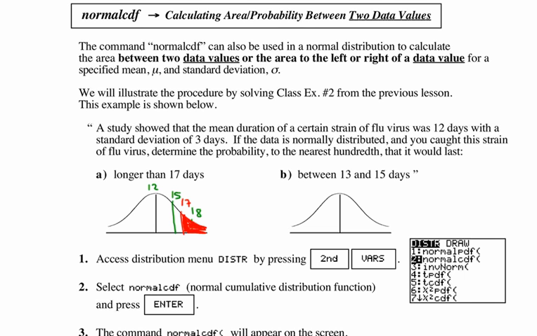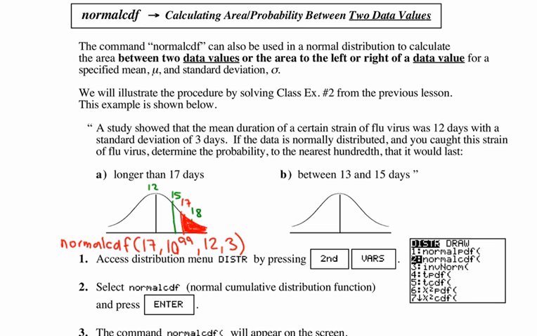So before we had to convert it to a z-score. With Normal CDF, we don't have to. I'd write Normal CDF. This is how I'd actually show my work. So we want from 17 all the way to positive infinity. So the lower bound is 17, the upper bound is 10 to the power of 99, comma. Now we have to put our mean and our standard deviation in. So our mean is 12, comma, my standard deviation of 3.